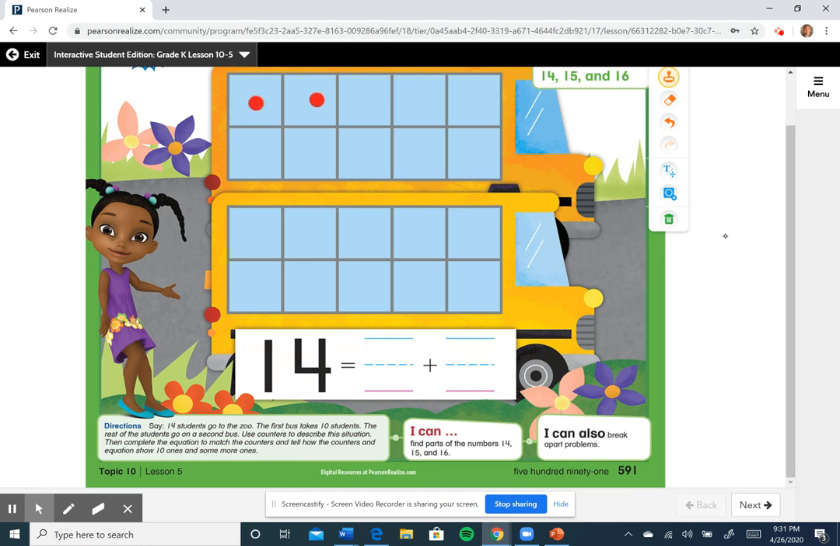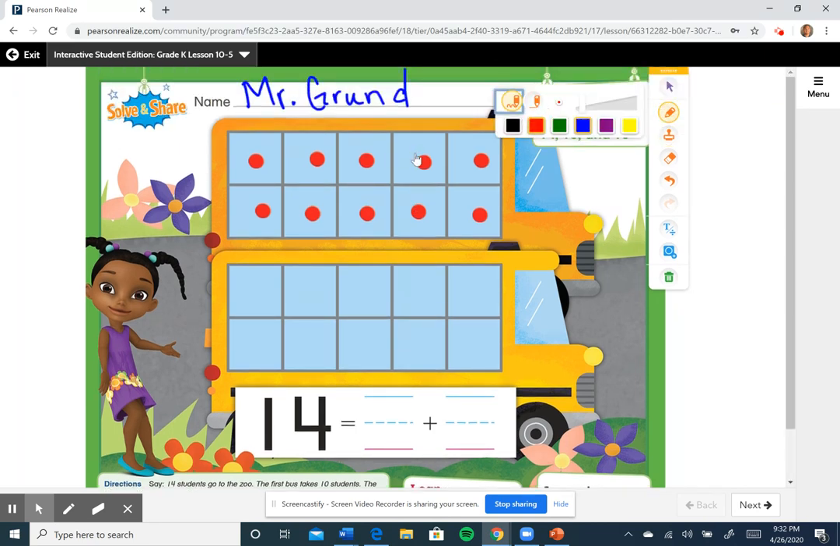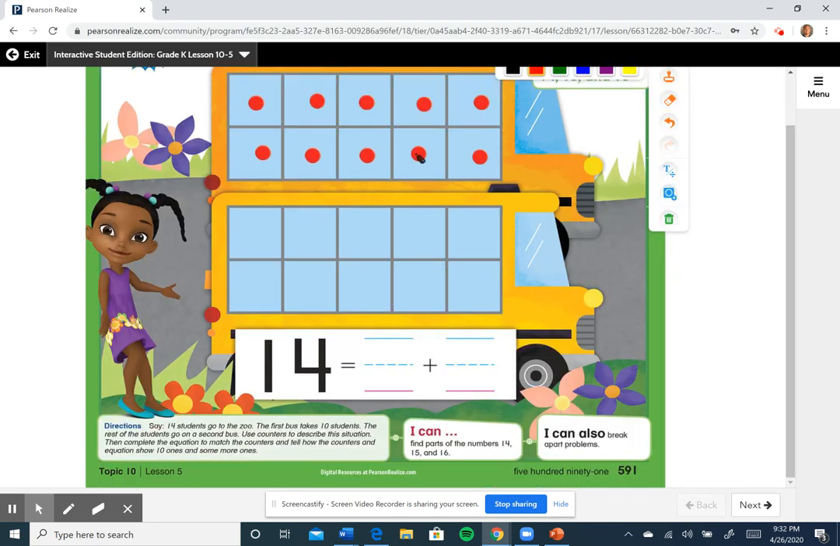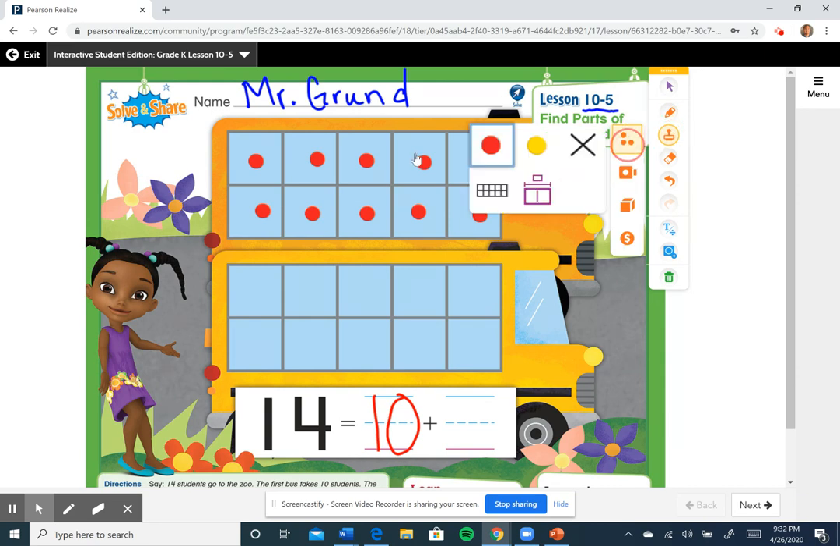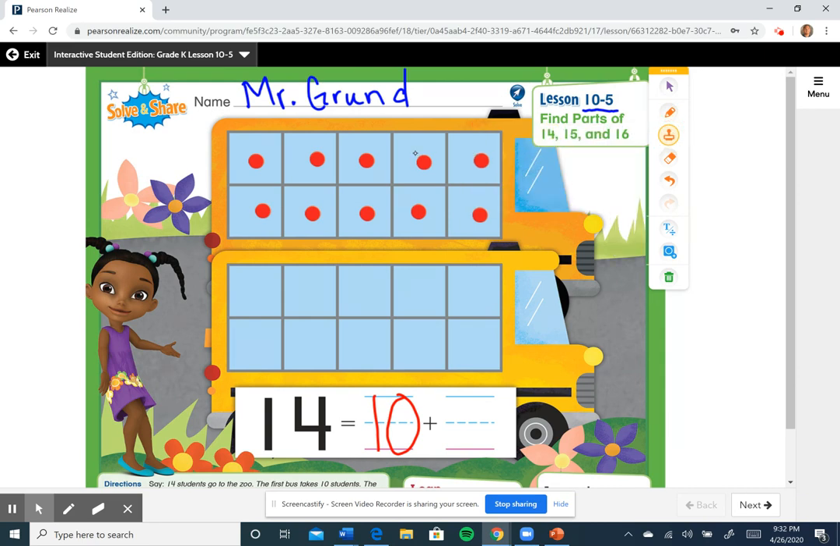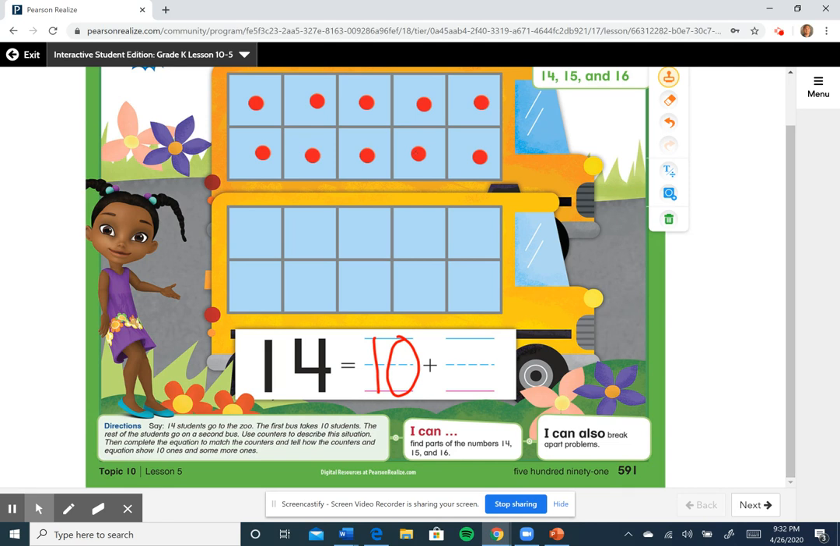So we have 10 on the first bus. We have our 10 frame. So we know 10 is when the 10 frame is completely filled. Each box has a counter in it. So we know right away that, boom, that's 10. Alright, so I'm going to write my 10 in the box in the Sky Dash and Grass right away. And then we need to figure out how many kids are on the second bus to show 14.